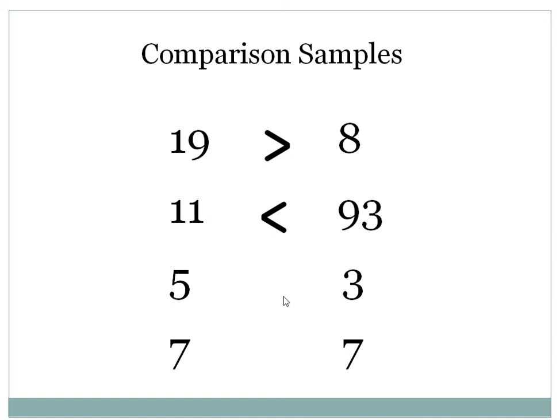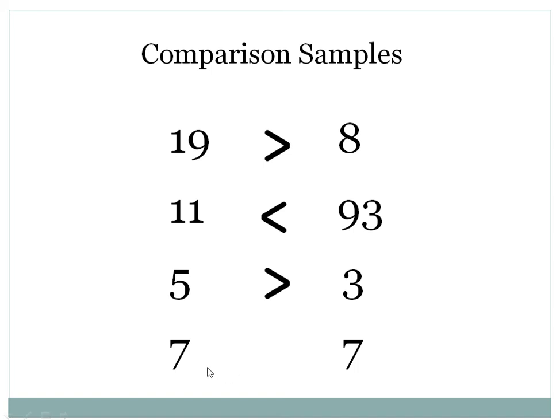Okay? Now we're working with single digits, 5 and 3. Let's see how that would work. What do you think it would be? Here we go. And there you have it. 5 is greater than 3. And we have the greater than, where the larger part is facing the larger number, and the smaller part of the symbol is facing the 3.